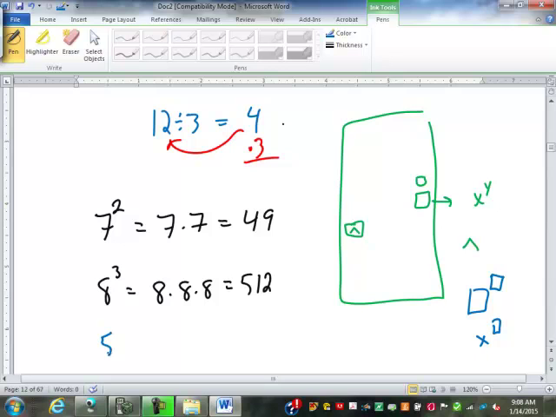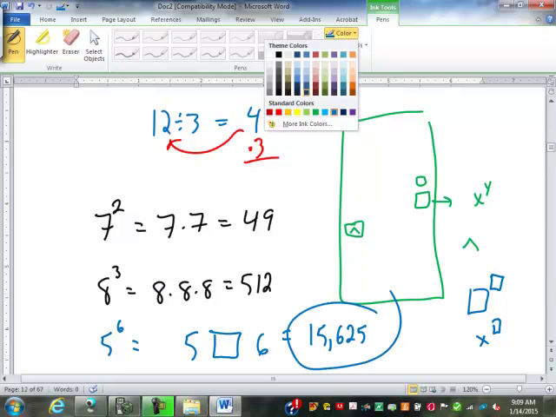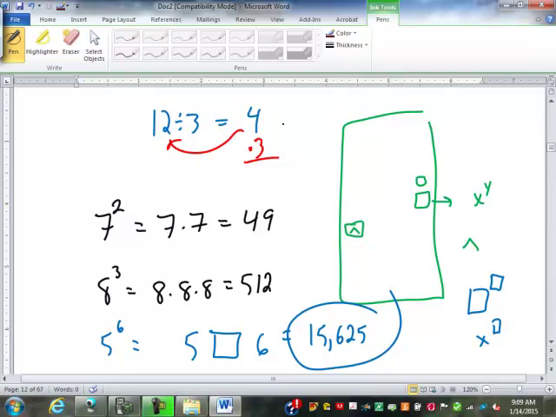Let's say you want to type in 5 to the power of 6. You would type in 5, press whichever key that was, and then the 6, and hit equals. Should come out to 15,625. So if you have your calculator with you, double check that and make sure you can make it work out.